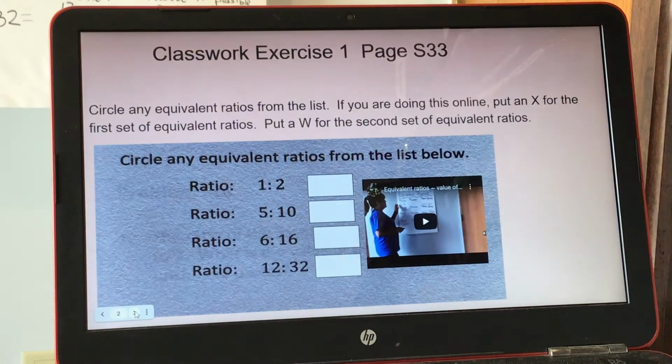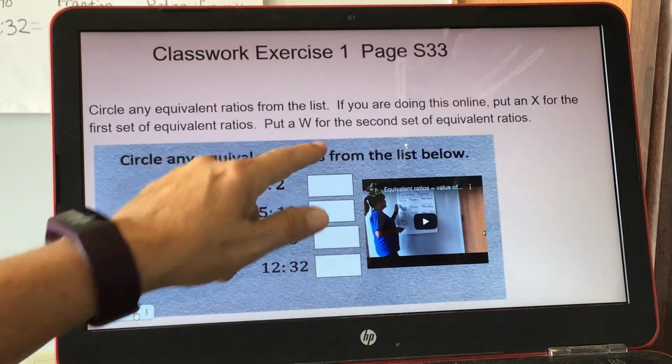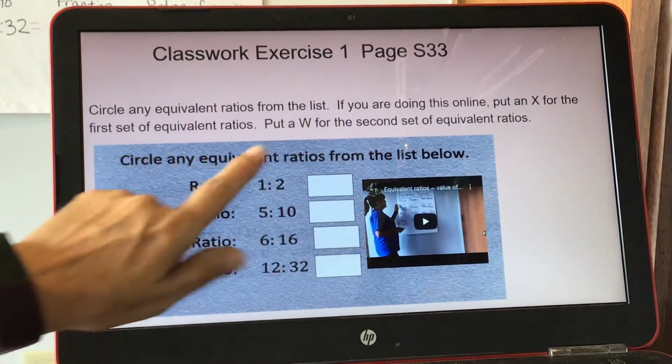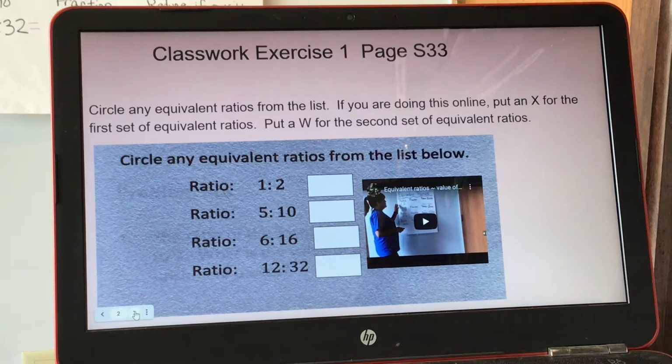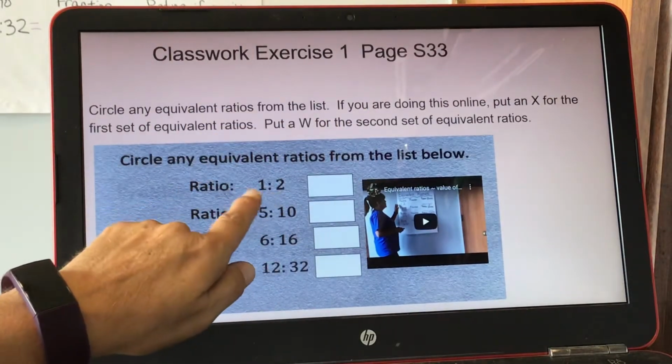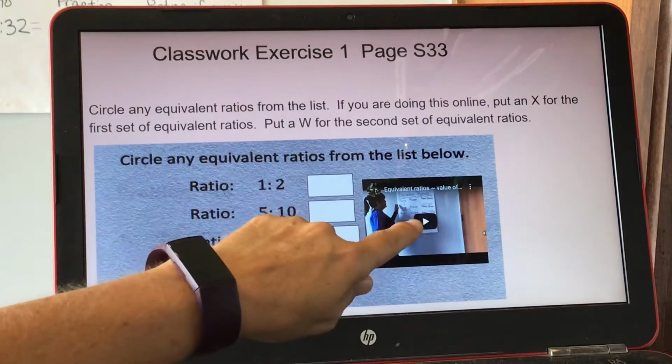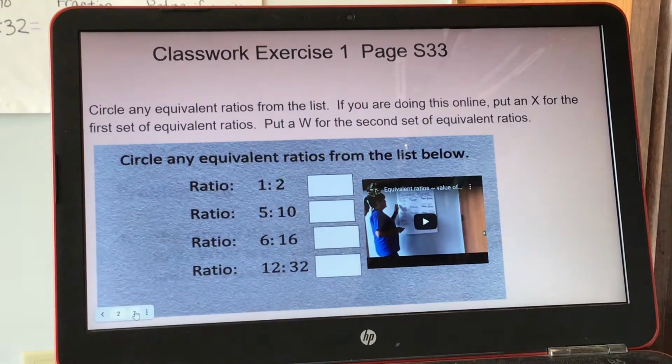Okay, so classwork, exercise 1, it's on page S33 in your workbooks. It tells you to circle any equivalent ratios from the list, so that would be this list. If you are doing this online, you can put an X for the first set of equivalent ratios and put a W next to the second set of equivalent ratios. Okay, so first off, they give us the ratios 1 to 2. I gave you a small video of me working out these problems and changing them into fractions, so you can watch that to help you understand.